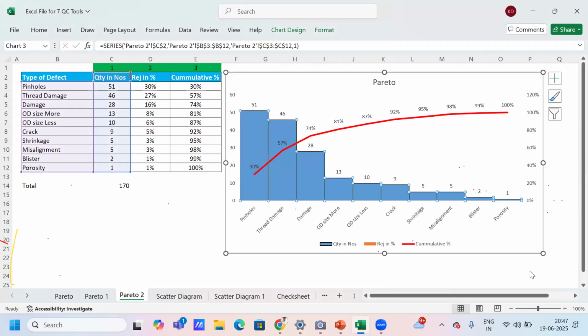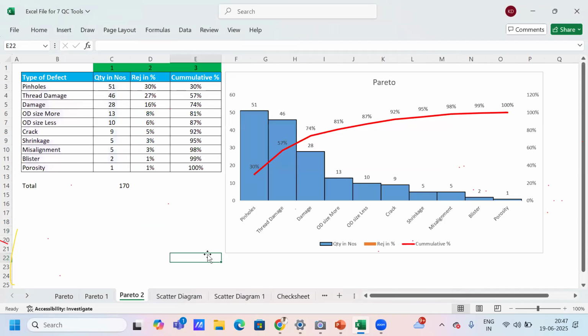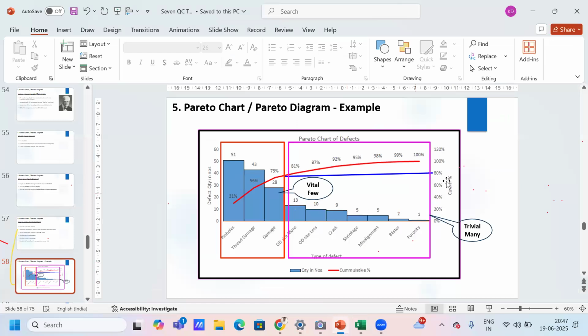Okay. So our Pareto chart is completed. Got it? Yes, sir. This is the same as like this. Now you can draw this line at 80%. At 80%, I draw this line where it is intersecting.